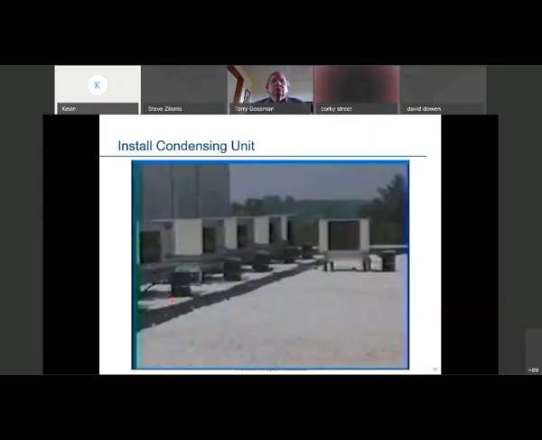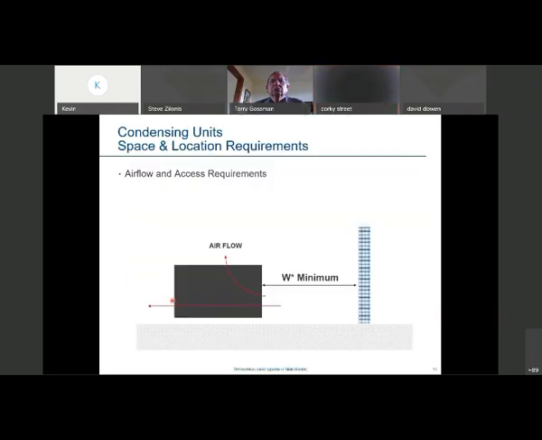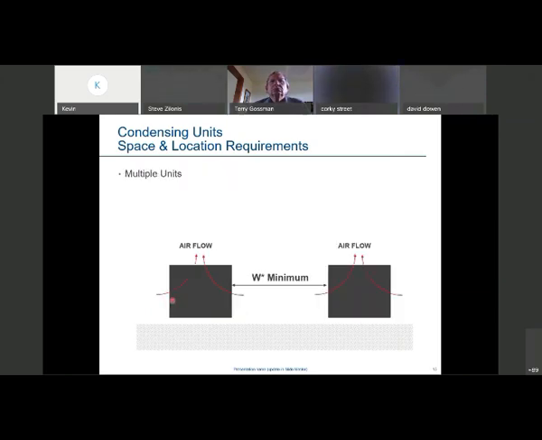So when you're installing a condensing unit, if you're next to a wall, you want to have at least the width of the unit away from the wall so that it can have free air to breathe and you get no recirculation. When you have multiple units, you want to make sure that they're at least the width of the unit apart so that the condenser air doesn't go from one to the other.